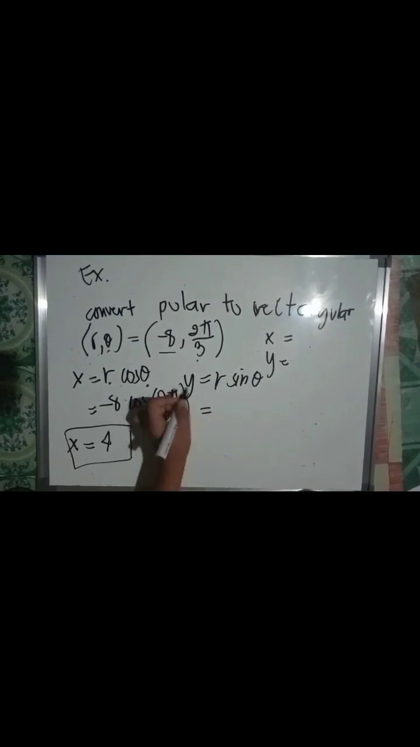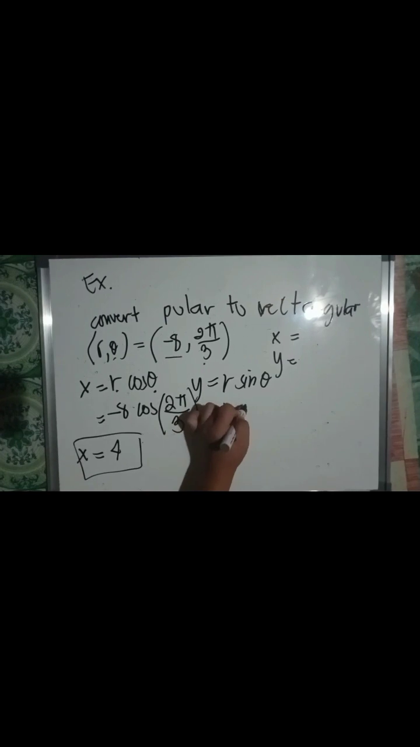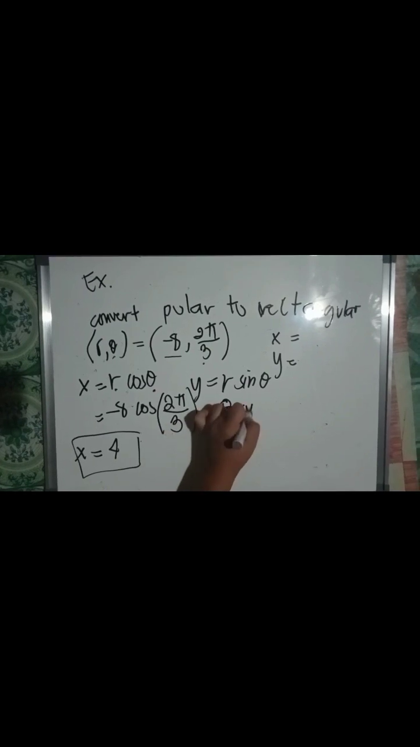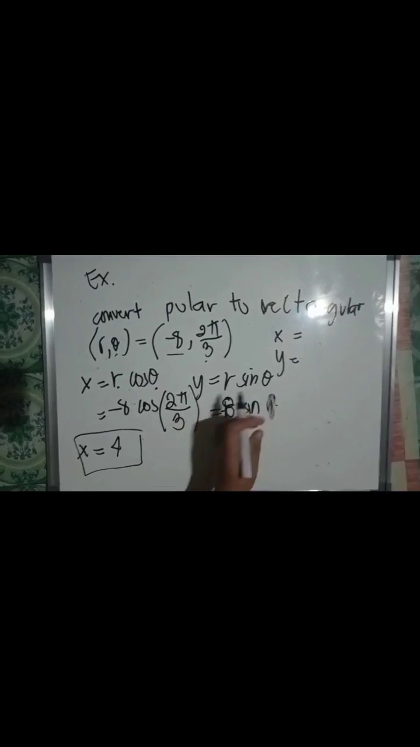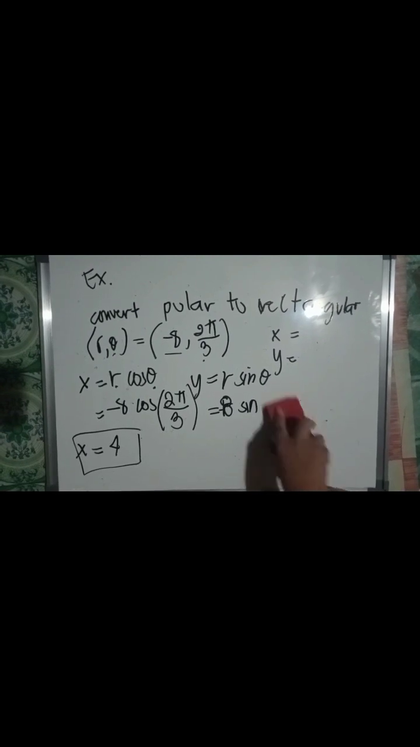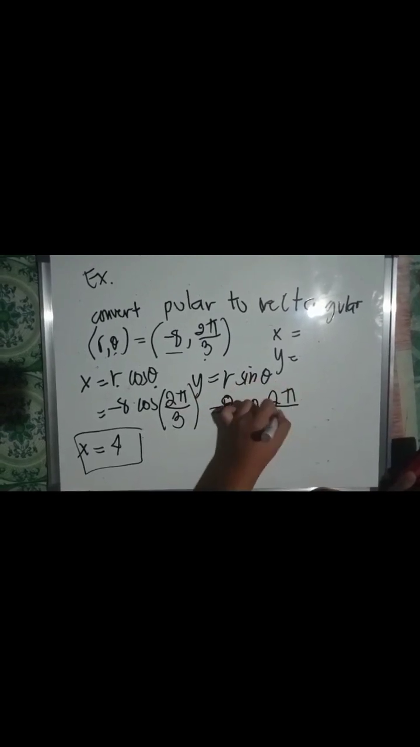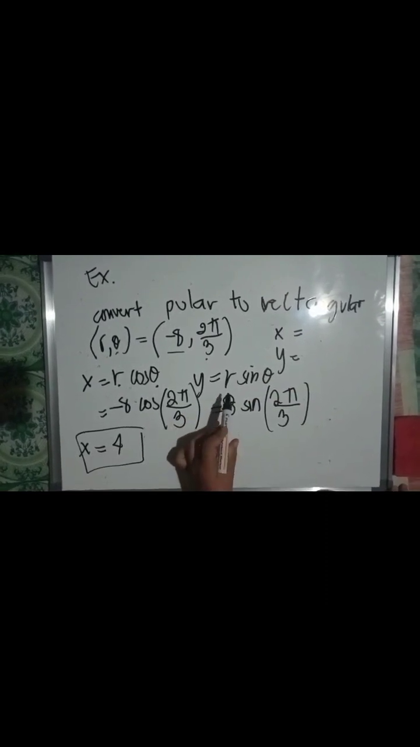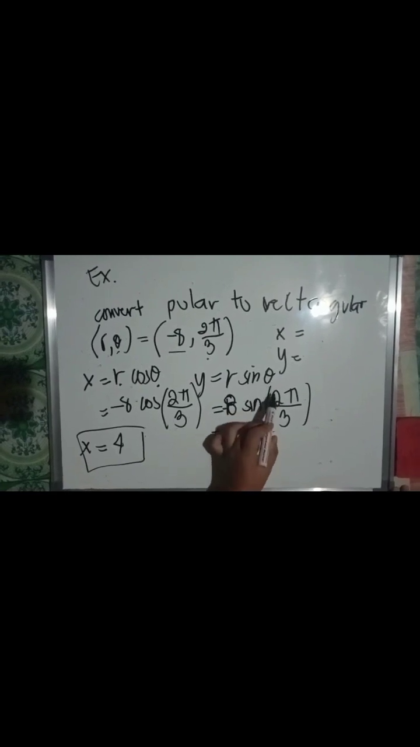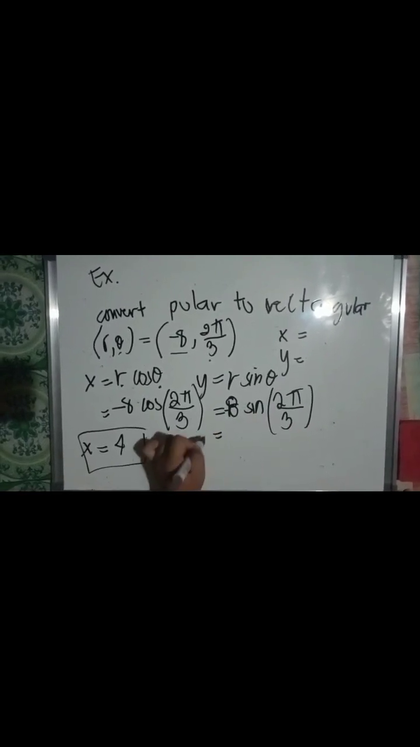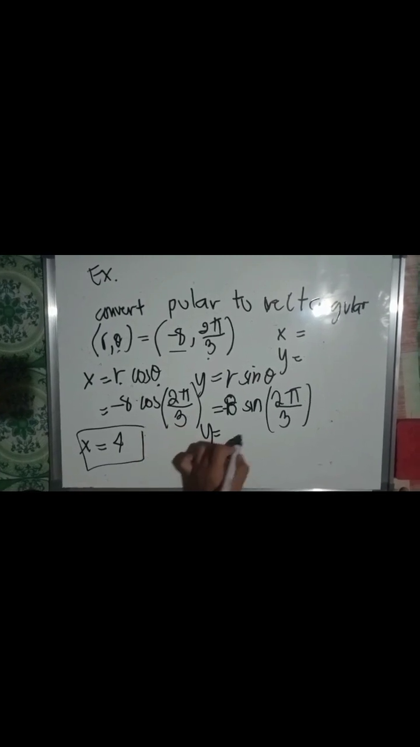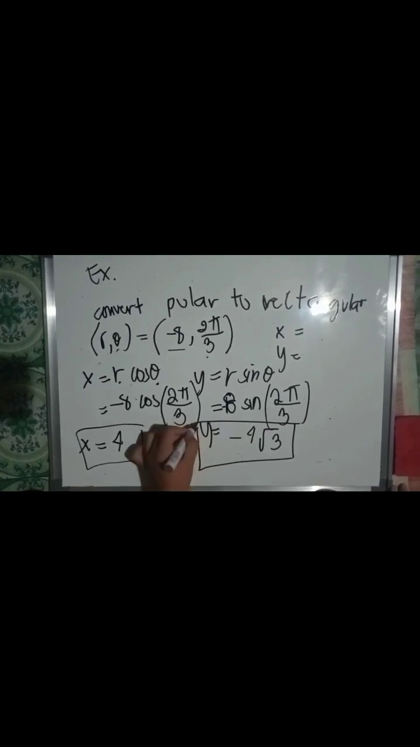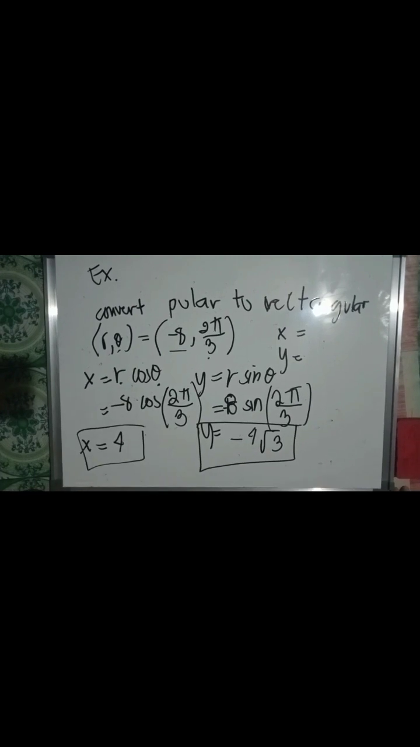And for our y, we also need to substitute the r and the theta. Since our r is negative 8, sine of our theta 2 pi over 3, then the y would be negative 4 square root of 3. And this is the result of converting polar to rectangular.